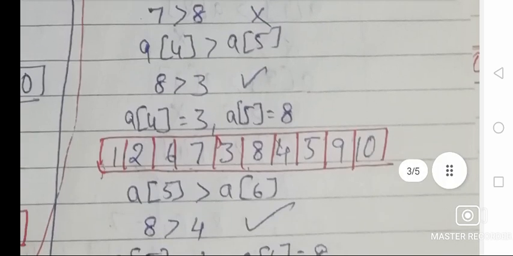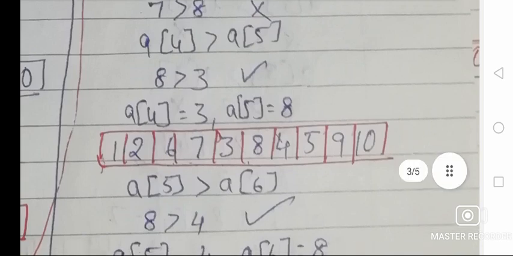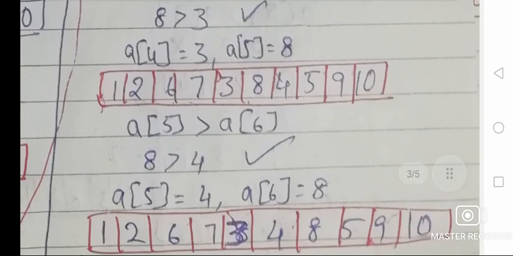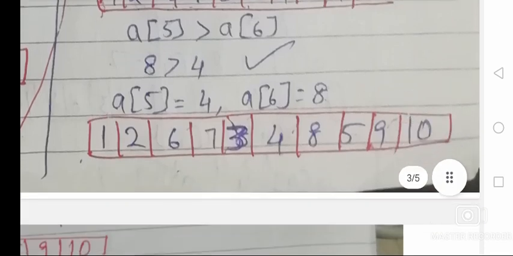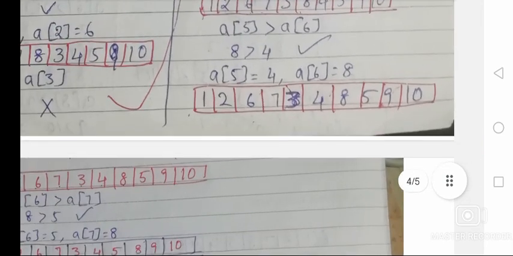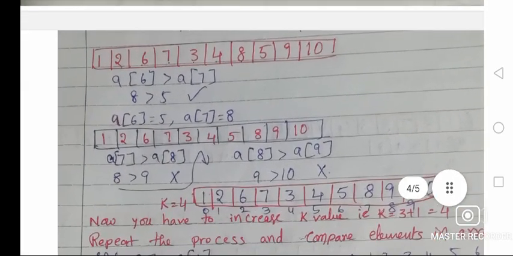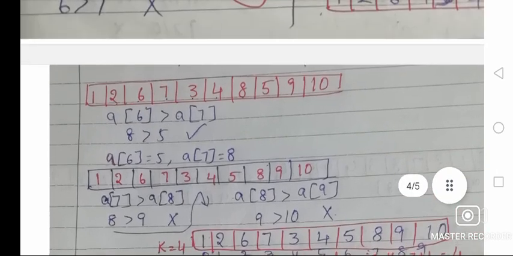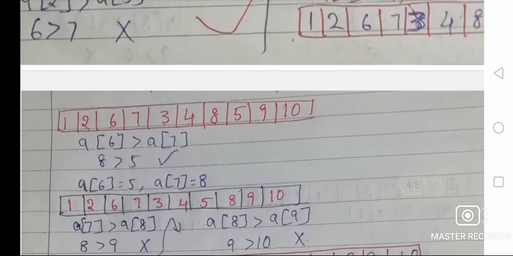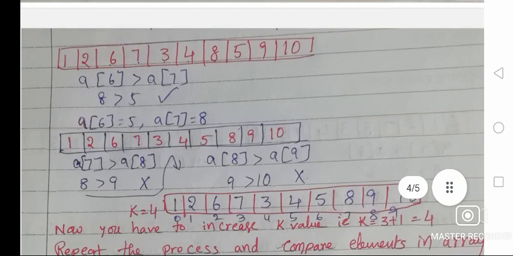This will be true and you are exchanging the values and you can find the new array here. Again you are increasing J value and checking the condition. This condition also true and here you are exchanging the values of 4, 5, and 6. Okay. Next, your new previous array continuation, this page.